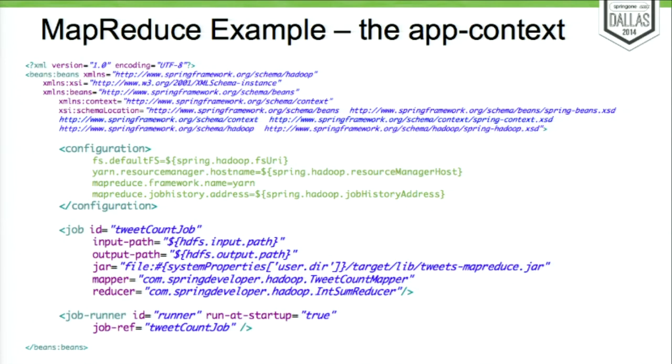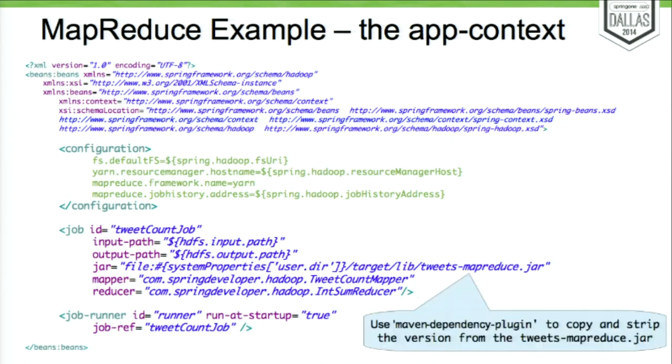So the input path, we already went over some of this. The jar file that I'm using, the mapper, the reducer, and the runner to kick the whole thing off on startup. So I'm not doing any copying here of files and things. I have other examples for that.